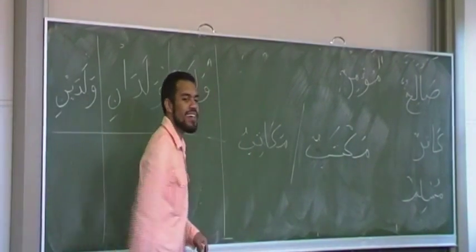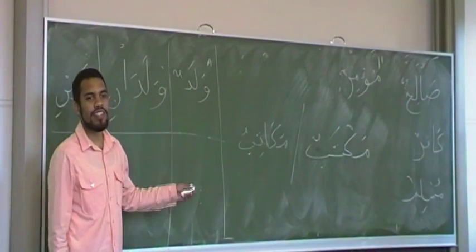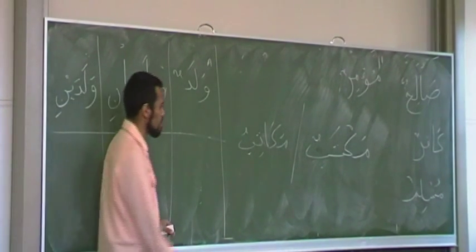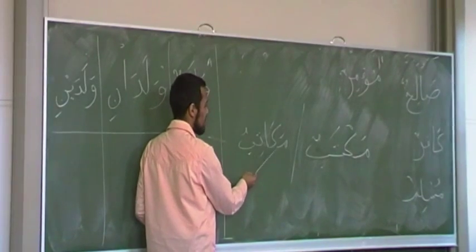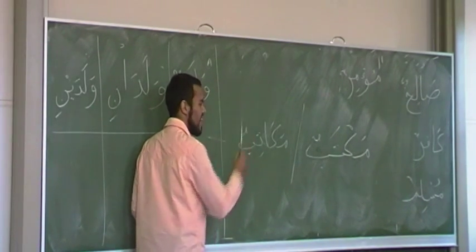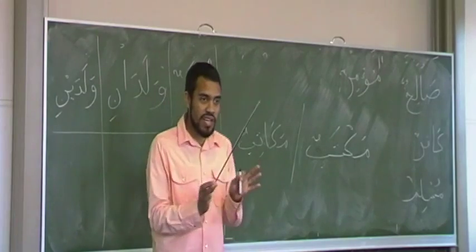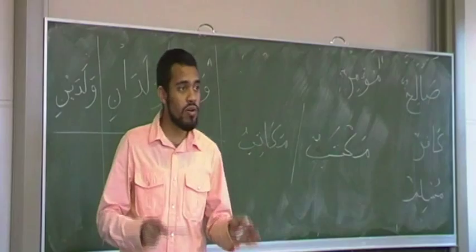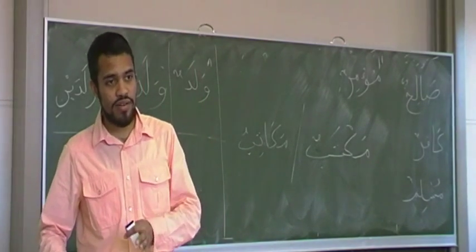So what's it here? Is it broken or is it sound? Is it solid or broken? Broken. It's broken. Why? Because maktabun changed to makatib. We added alif. When we start breaking up the word for its plural, the plural is broken. Try and identify which words are broken, which are sound.